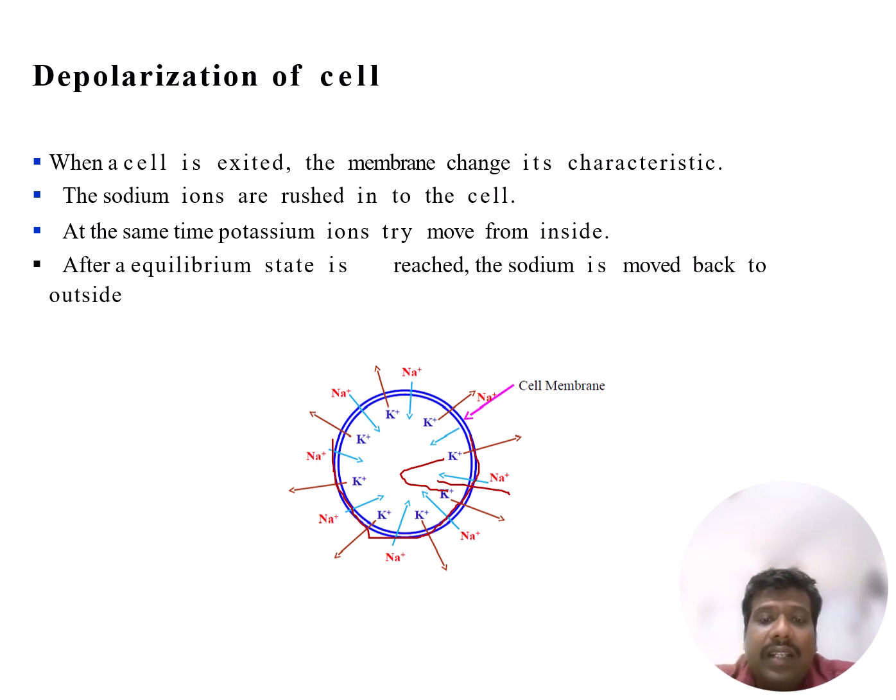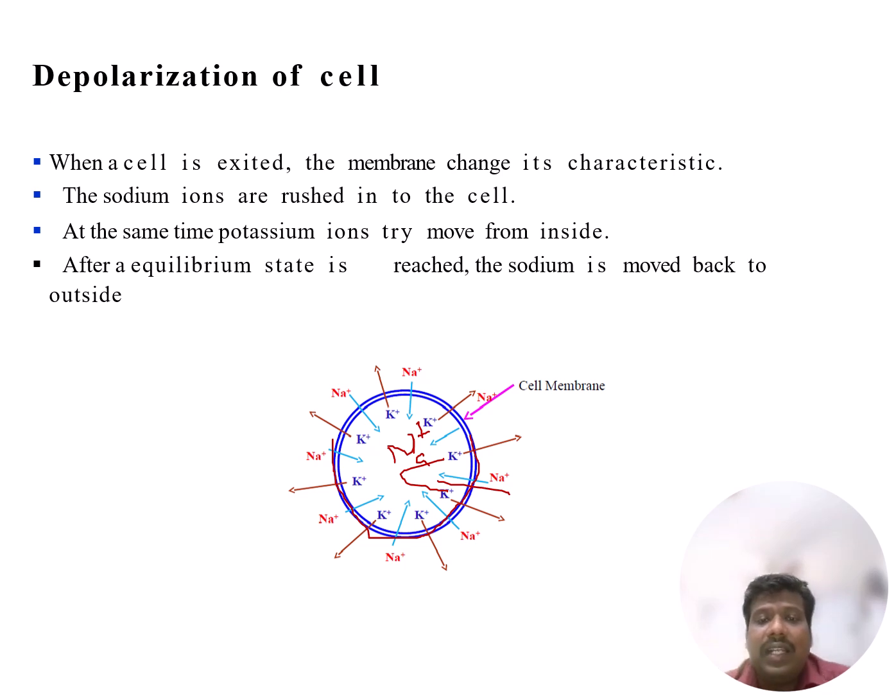So in this action stage, the sodium ions tend to move from outside to inside. Inside, the Na plus ions, sodium ions, are higher in concentration, and potassium ions are moved from inside to outside. So when we measure the potential inside the cell membrane, it becomes positive. Okay, after this equilibrium state is reached, the sodium is moved back to the outside. Okay, this is called depolarization of the cell.